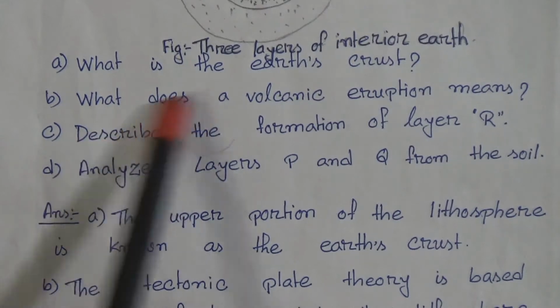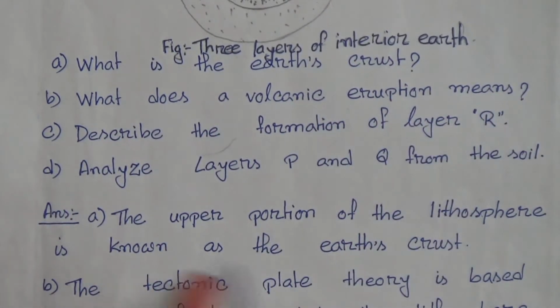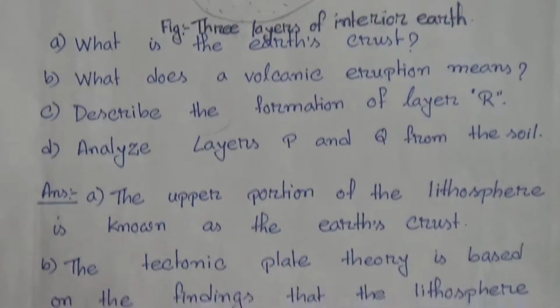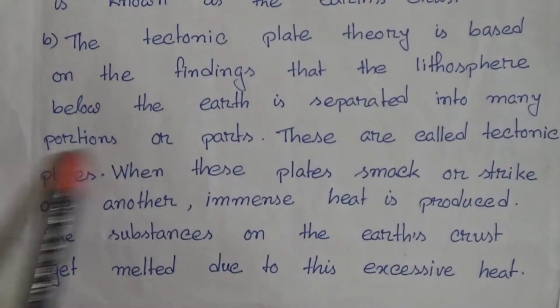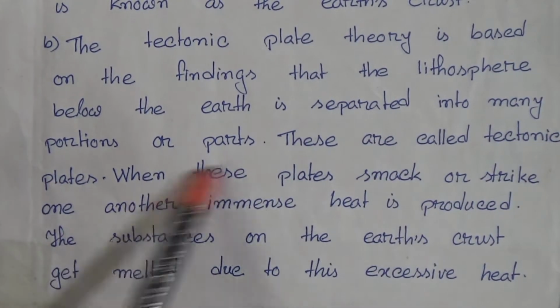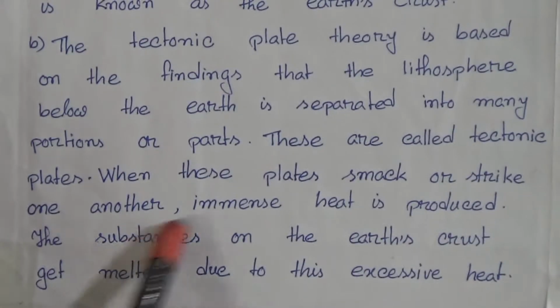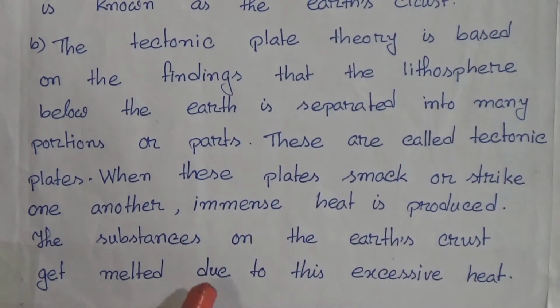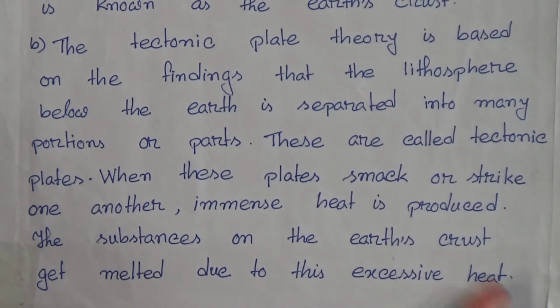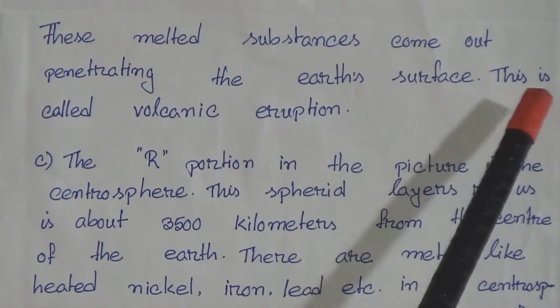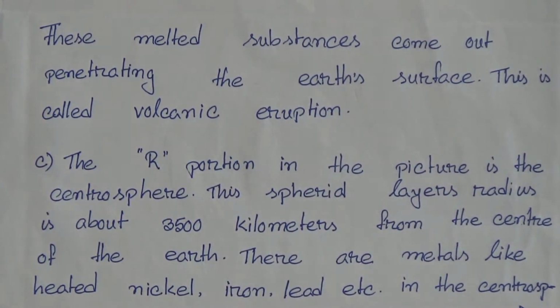Number B, what does a volcanic eruption mean? The tectonic plate theory is based on the findings that the lithosphere below the earth is separated into many portions or parts. These are called tectonic plates. When these plates smack or strike one another, immense heat is produced. The substances on the earth crust get melted due to this excessive heat. These melted substances come out penetrating the earth's surface. This is called volcanic eruption.